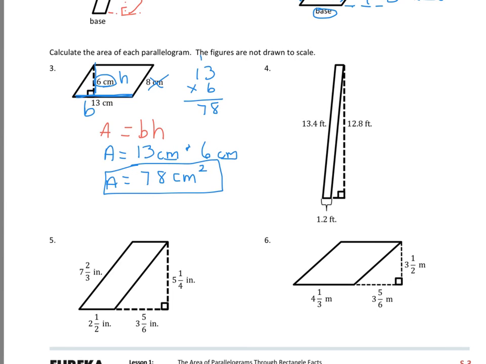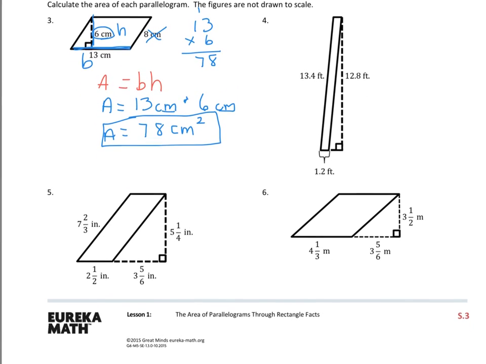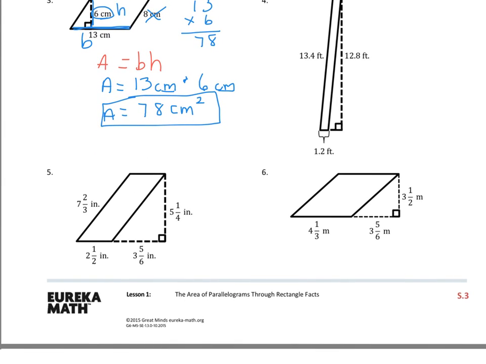Now, the same thing can be said if we go down. Let's take a look at, we'll do 6. And again, I know I'm looking for area, so I want to start off writing my formula. Area equals base times height. Because I have to make sure that I know what formula I'm identifying and using.